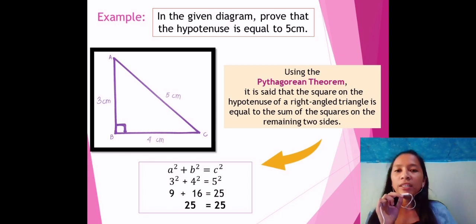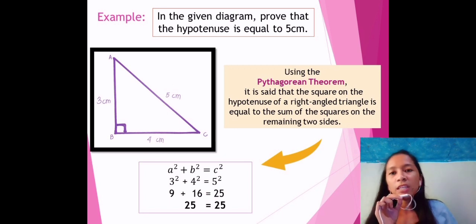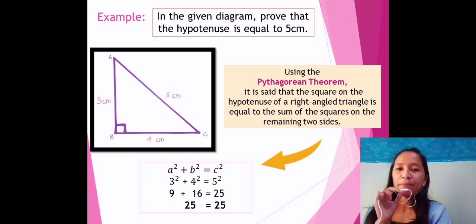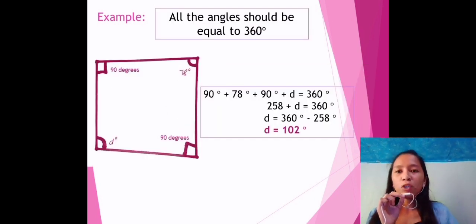So, 3 squared is 9, plus 4 squared, which is 16, is equal to 5 squared, which is 25. 25 is equal to 25. So, the diagram below proves that the hypotenuse is equal to 5 cm. Next, all the angles should be equal to 360 degrees.